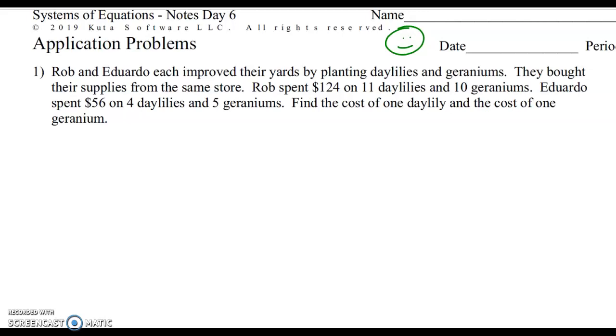Hi there, this is Chapter 6, Day 6 notes. These are application problems to the systems of equations that we have been doing. So the new objective today is to be able to set up the system of equations, and then you can solve it any way that you want to.